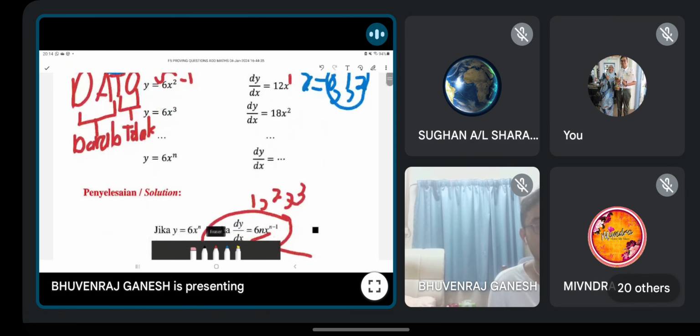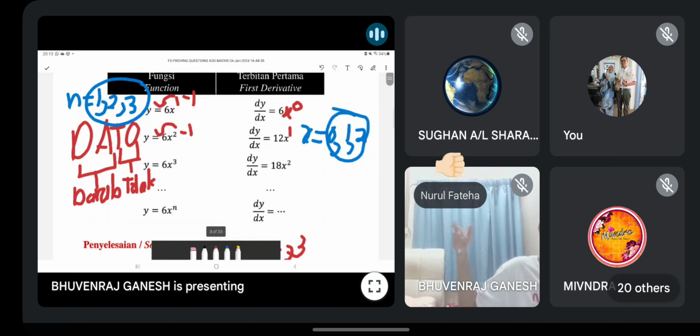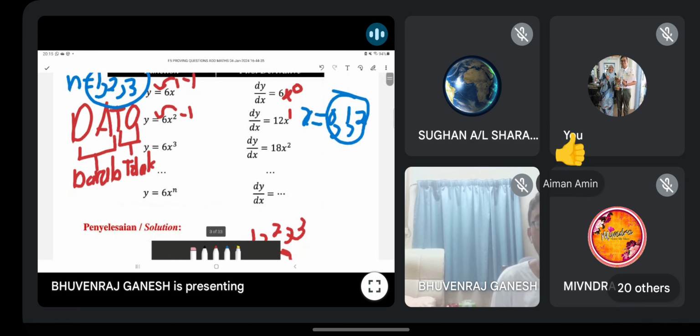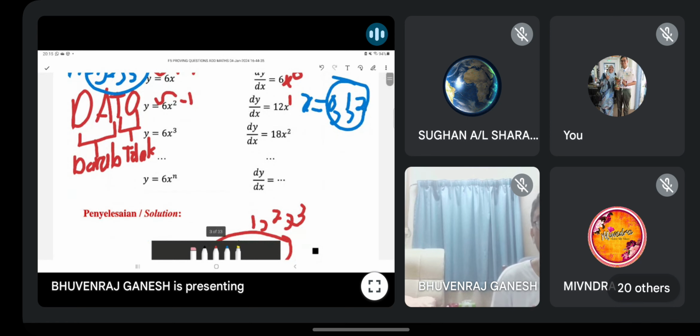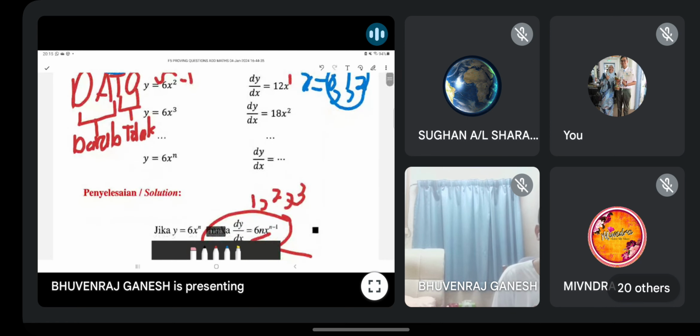Boleh faham macam mana nak dapat yang ni? It's just observing the pattern only. Kamu tengok pola macam mana dia berubah, kamu akan tahu dah. Okay, they can ask like this in SPM also. Boleh keluar. For form 5 proving lah. Tapi soalan macam ni sangat famous lah, tapi boleh keluar juga.